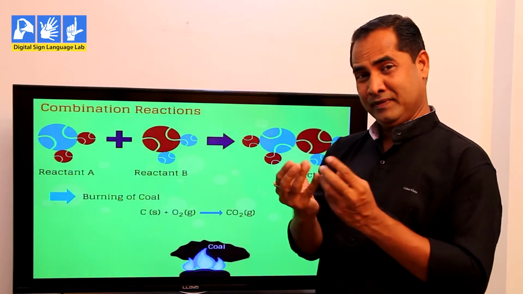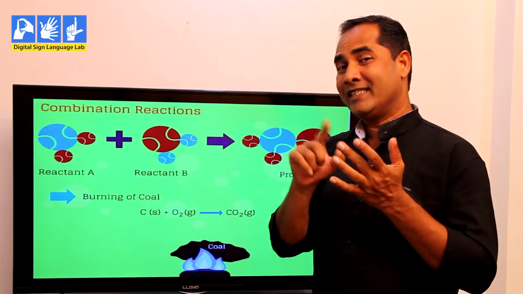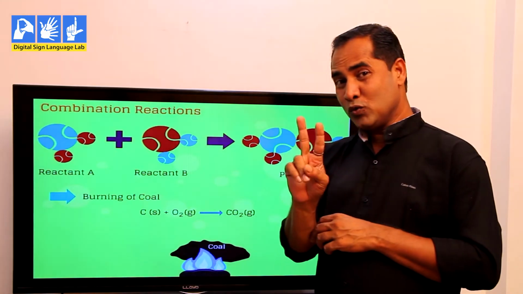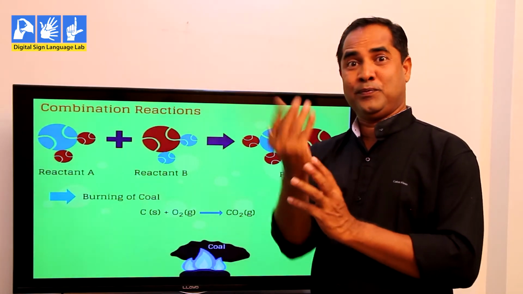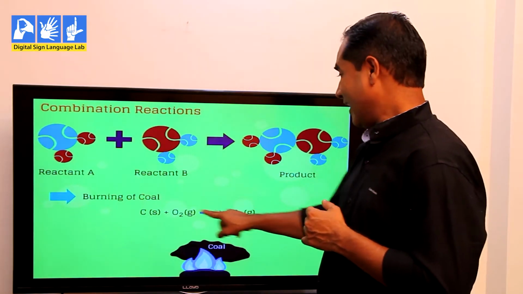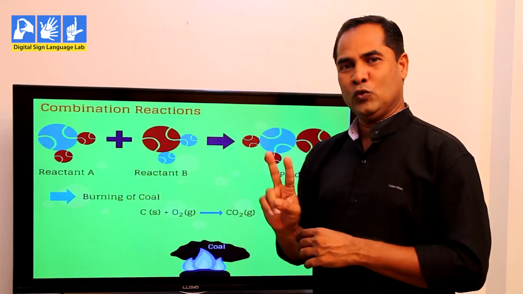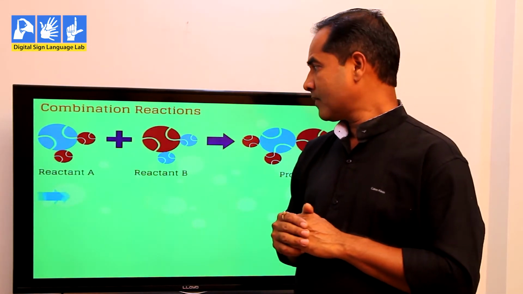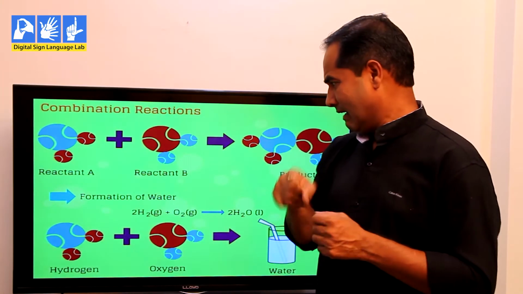I've already told you about the burning of coal. The same example. So you see coal, which is actually carbon, a solid, combines with oxygen, which is a gas. That is, when we burn coal, it combines with oxygen and forms carbon dioxide, which is again a gas. So carbon and oxygen combine to make carbon dioxide. We'll see one more example. Formation of water.